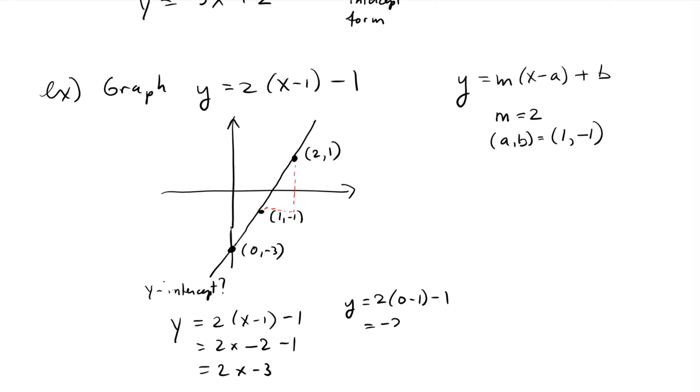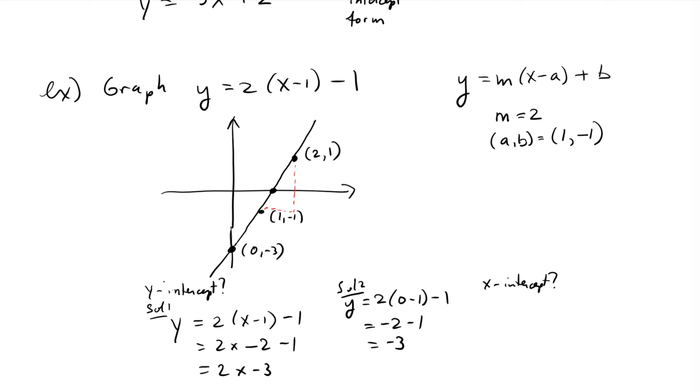Right? So minus 3 is the y coordinate of the y-intercept. Okay, so this would be like solution 1. This could be solution 2. Okay, they're both valid. And what's my x-intercept?